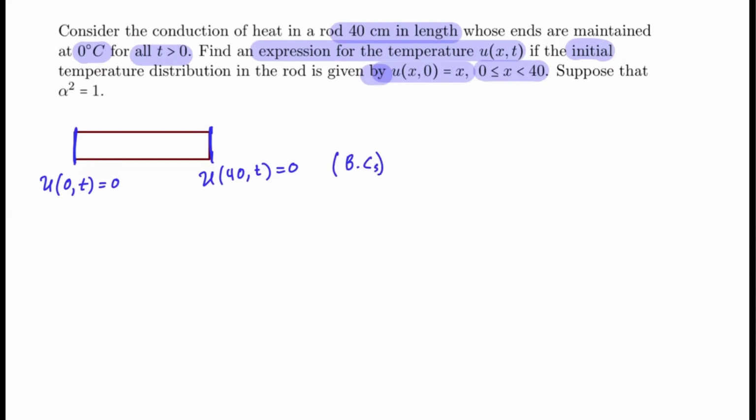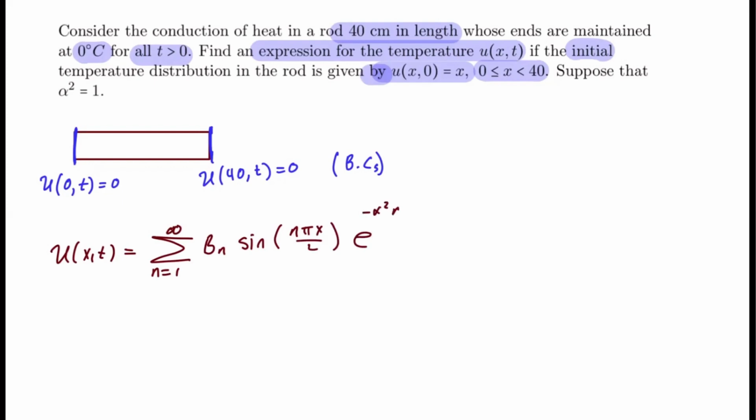So now we know that, up to the boundary conditions, the solution to the heat equation is going to be u(x, t) equals the sum from n equals 1 to infinity of some constant bn times sine of n pi x over L times e to the power of negative alpha squared n squared pi squared over L squared times t. That is the solution satisfying the boundary conditions held at 0.